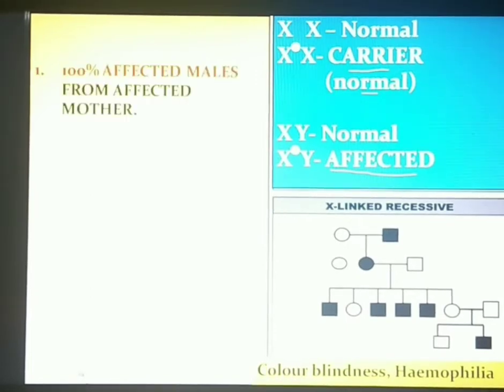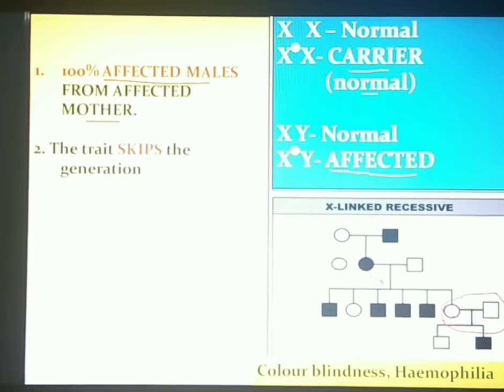Now this is opposite from that of X-linked dominant. Here 100% of males are affected due to an affected mother. So we can see here that from the mother, all the male offspring have the trait. This trait skips the generation. We can see here, it skips the generation. So this is the generation which skips, and we come to know it is the X-linked recessive one.